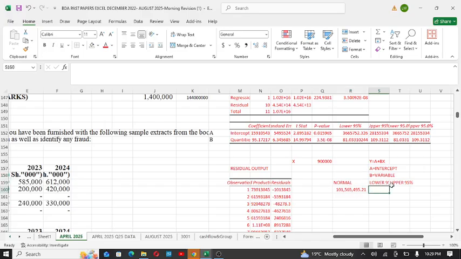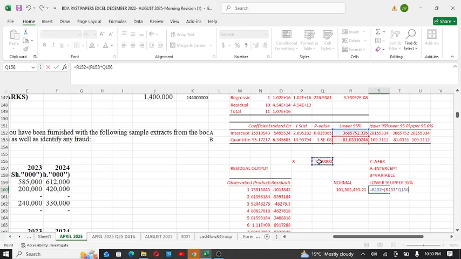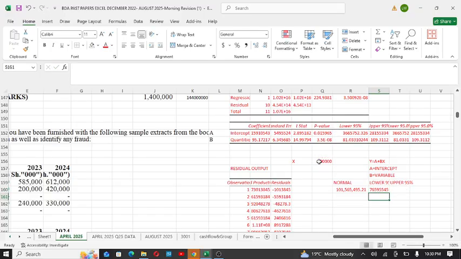Then our lower 95%, what will be our a? Our a will be under intercept. It will be this amount, that 6 something. Then we add, open the bracket. What is our b? Our b, the quantities produced, is 81, and then we need to multiply by the units produced, which is 900. Then you close the bracket. That's under our lower 95. What about our upper 95?